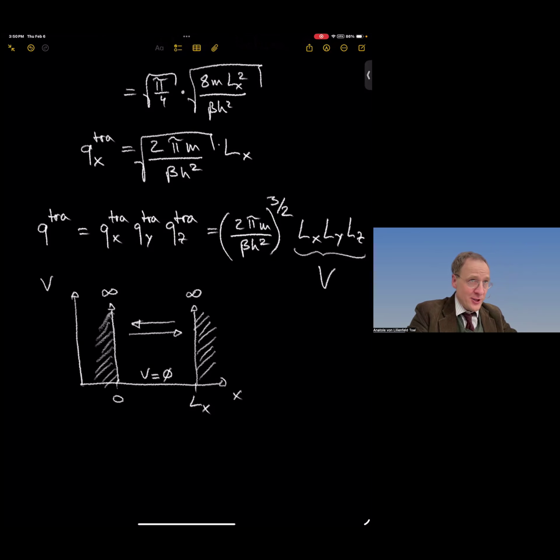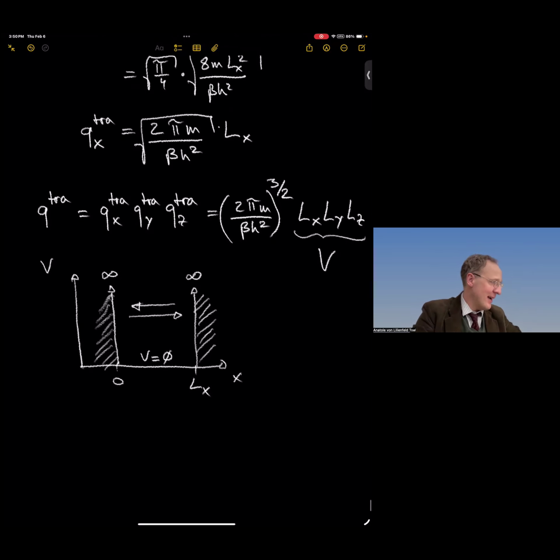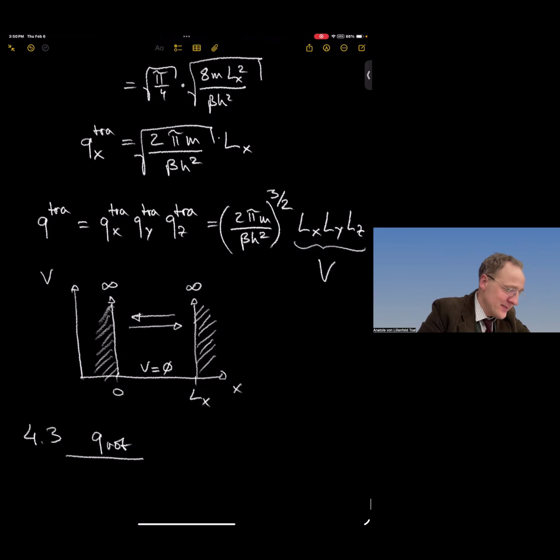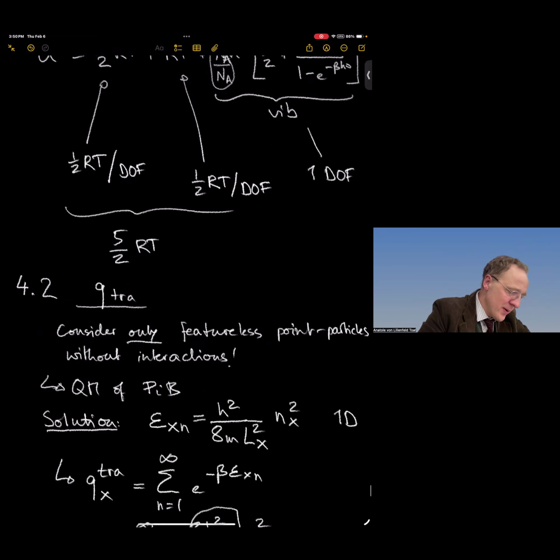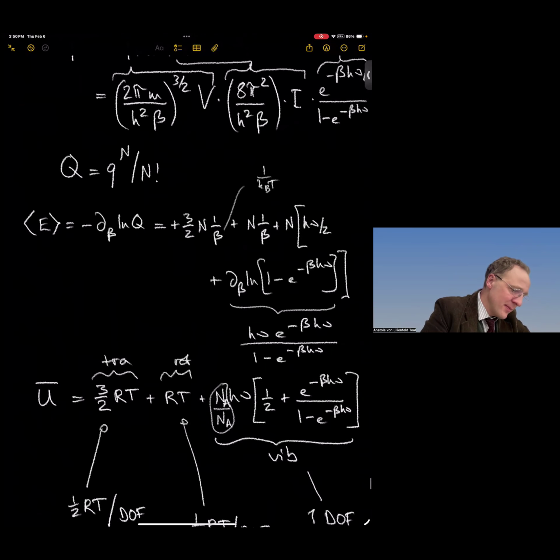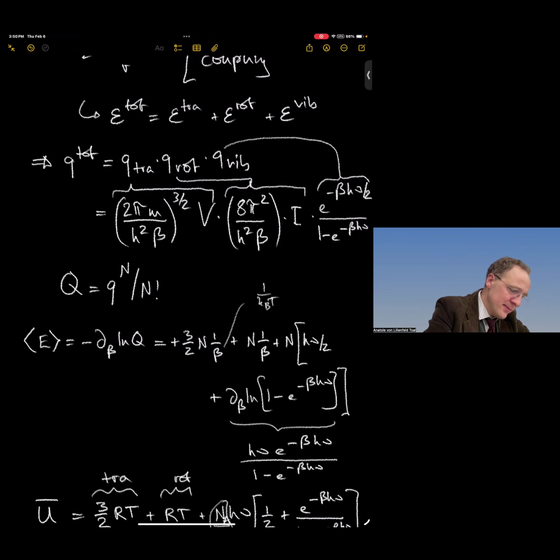All right, further questions? If not, we still have some time to enter chapter 4.3, where we would look at the rotational partition function, which we just exemplified above, right? So we are looking now at this part here.